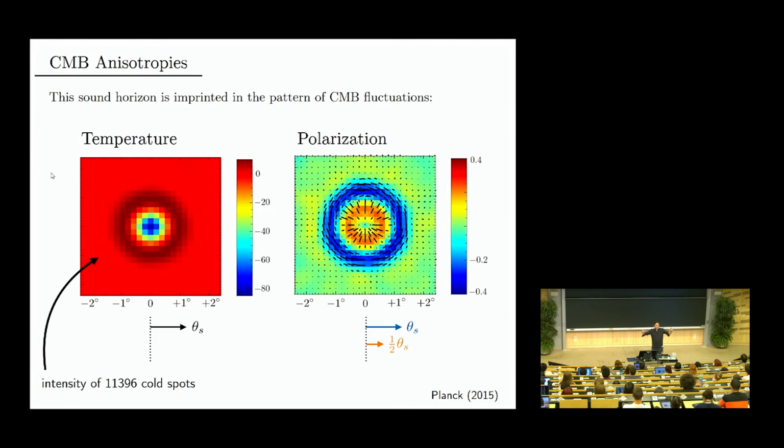Some size of this, where things have much larger fluctuations. That's the sound horizon imprinted in the map. Okay, there's this physical scale that we actually see in the map. Is that clear? Yeah.